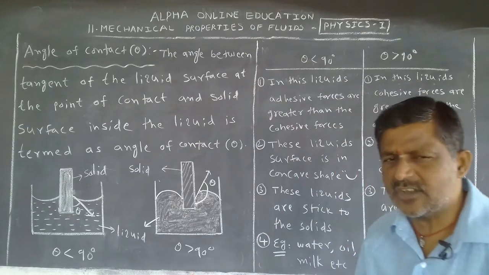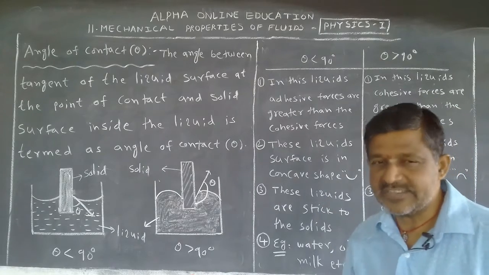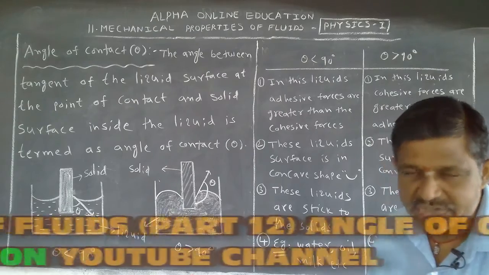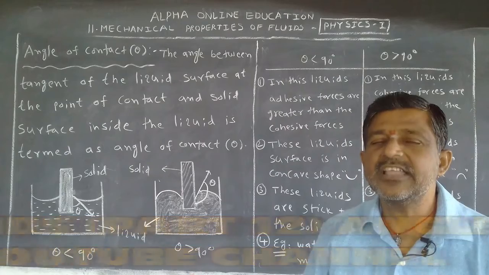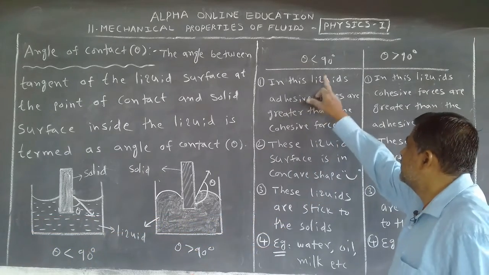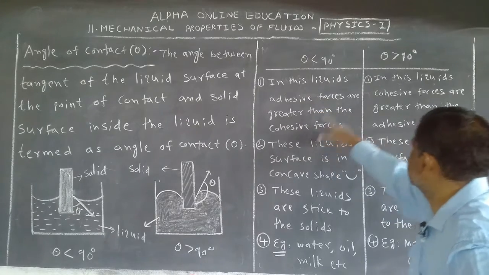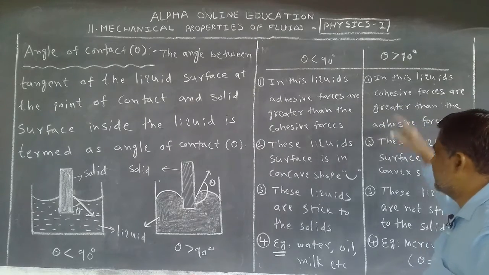Mercury does not stick to the glass. Why? Glass is a solid and mercury's angle of contact is more than 90, that is 139 degrees. That's why it does not stick. A liquid that does not stick to the solid has an angle of contact more than 90. If it sticks, the angle of contact is less than 90. If less than 90, adhesive forces are greater than cohesive forces. Theta greater than 90, cohesive forces are greater than adhesive forces.